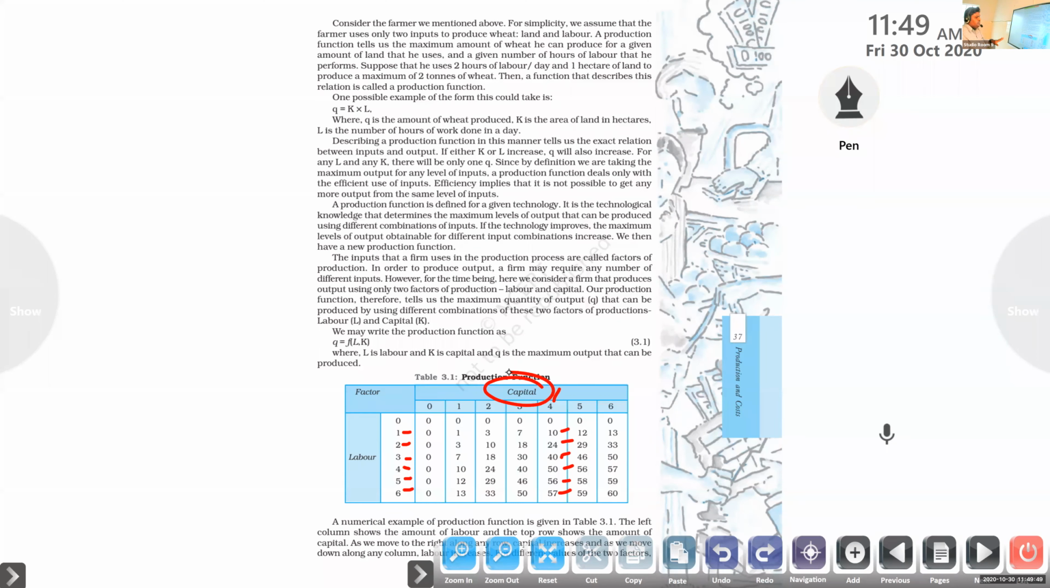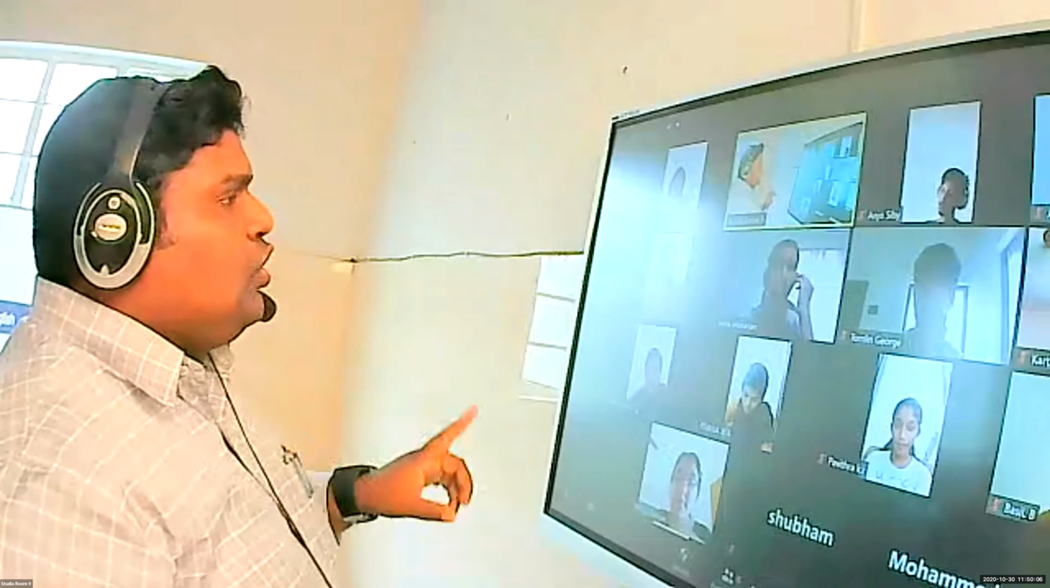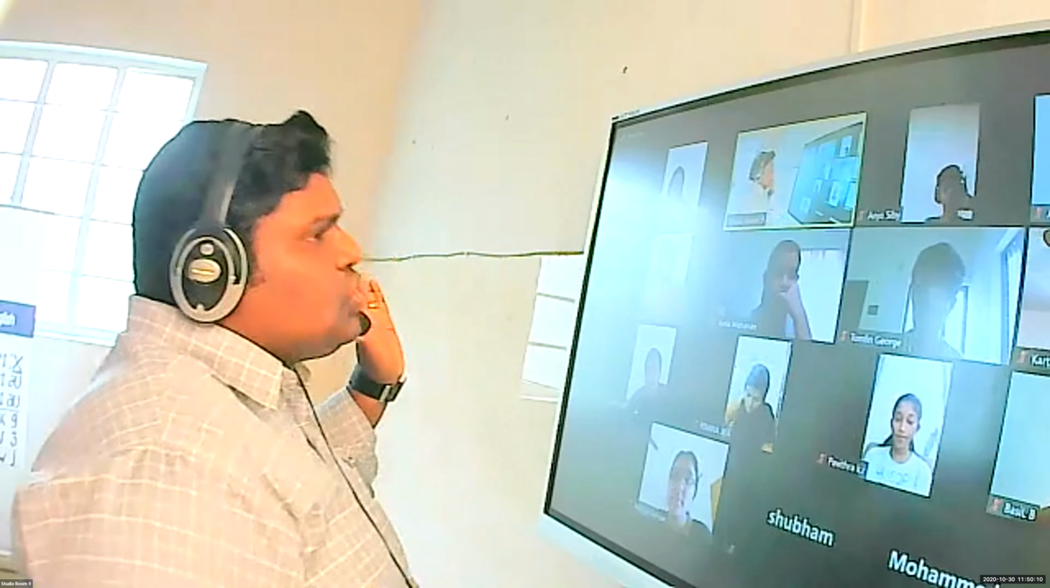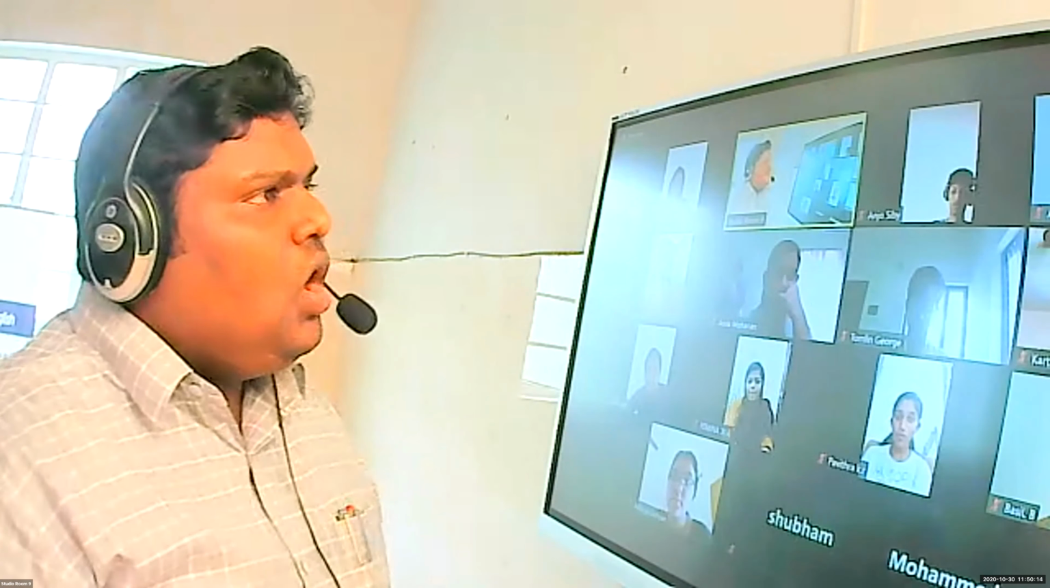So it is a fixed factor, and the labor is changing, so it is a variable factor. Clear or not? Is that idea clear or not? So just keep in your mind that there are 2 types of production. One is production in the short run. The other is production in the long run.